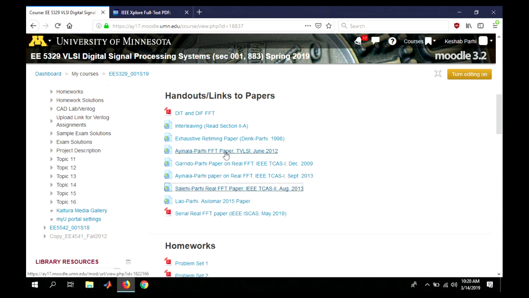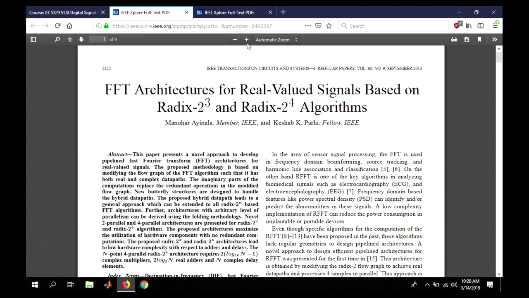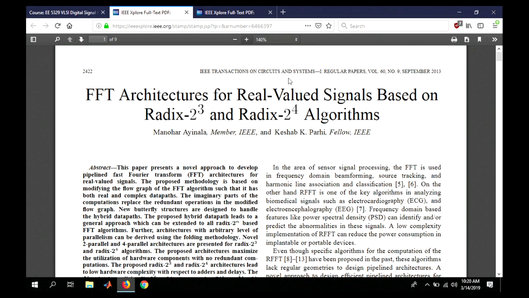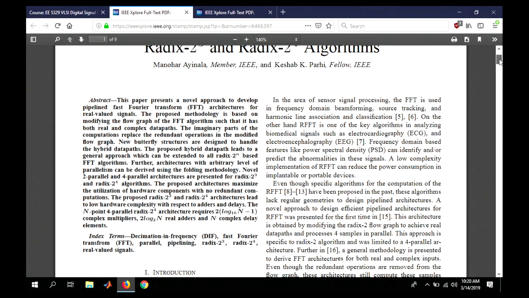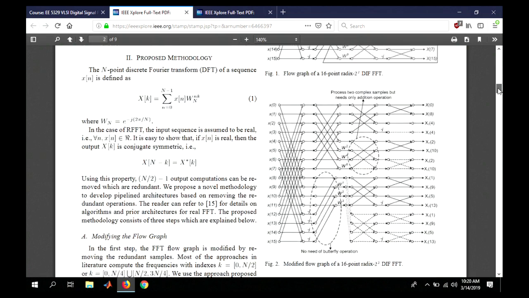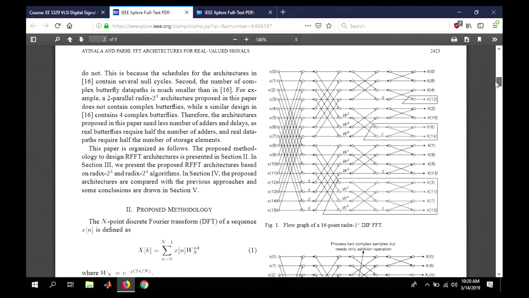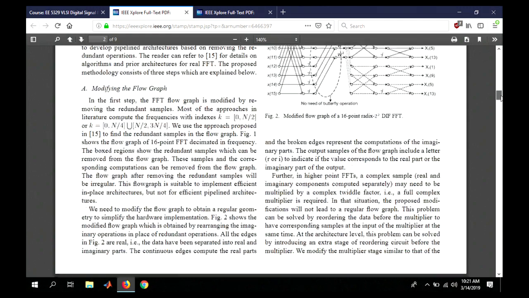The next paper that I want to briefly talk about is yet another approach to the real FFTs, where we no longer maintain this so-called canonic data path. That means the number of samples in the intermediate FFT stages can now be more than n. So what that means is we will keep these numbers as complex numbers in the intermediate parts.